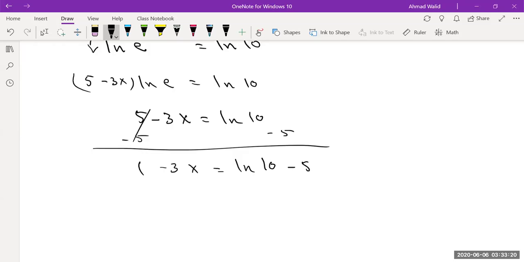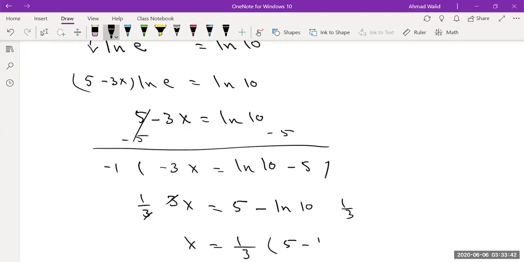First, I will multiply everything by negative 1. Then 3x equals 5 minus ln 10. Now, multiply both sides by 1/3. Then x equals 1/3 of (5 minus ln 10). Final answer.